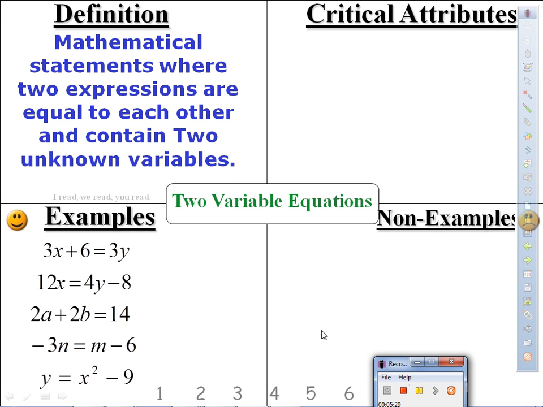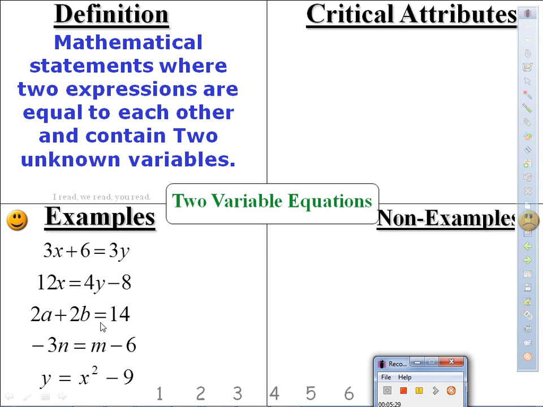Pens down. The definition says two expressions equal to each other and two unknown variables. So let's see. Look at this first one. Here's an expression, and the equal sign means that they're equal to one another. Do they have two different variables? Yes, x and y, different variables. Okay. 12x is one expression, 4y minus 8 is another. Are they equal to each other? Yes. Two different variables? Yes.